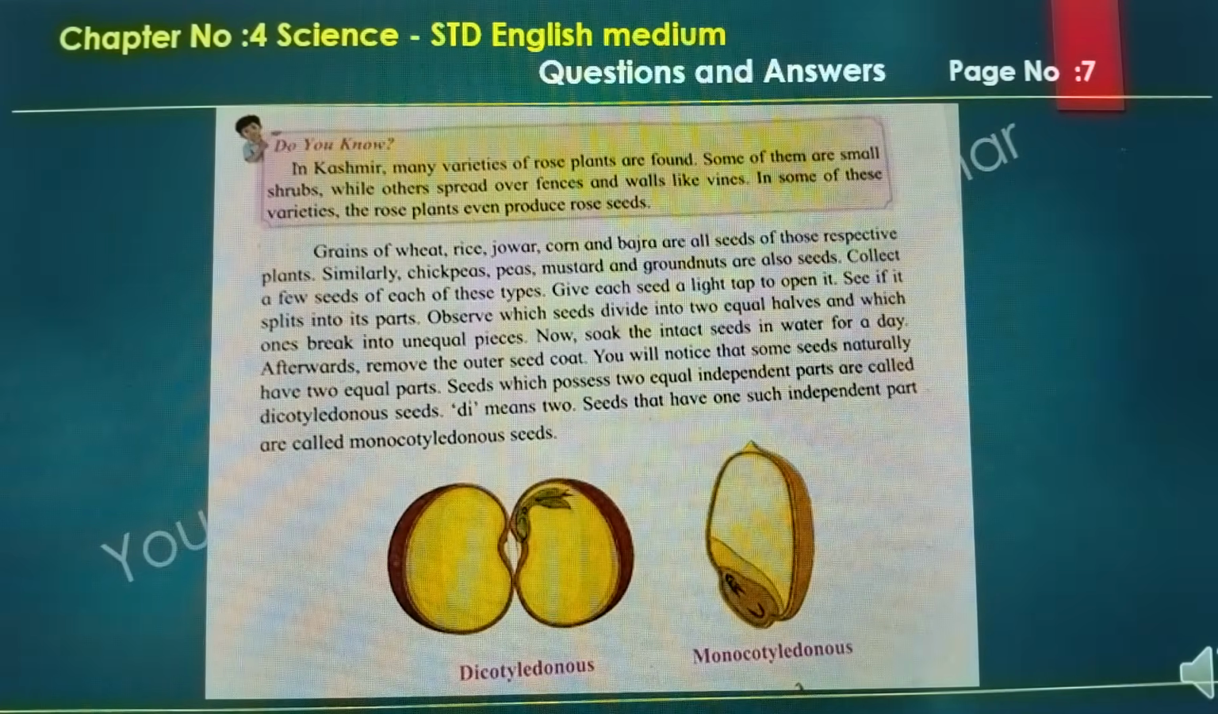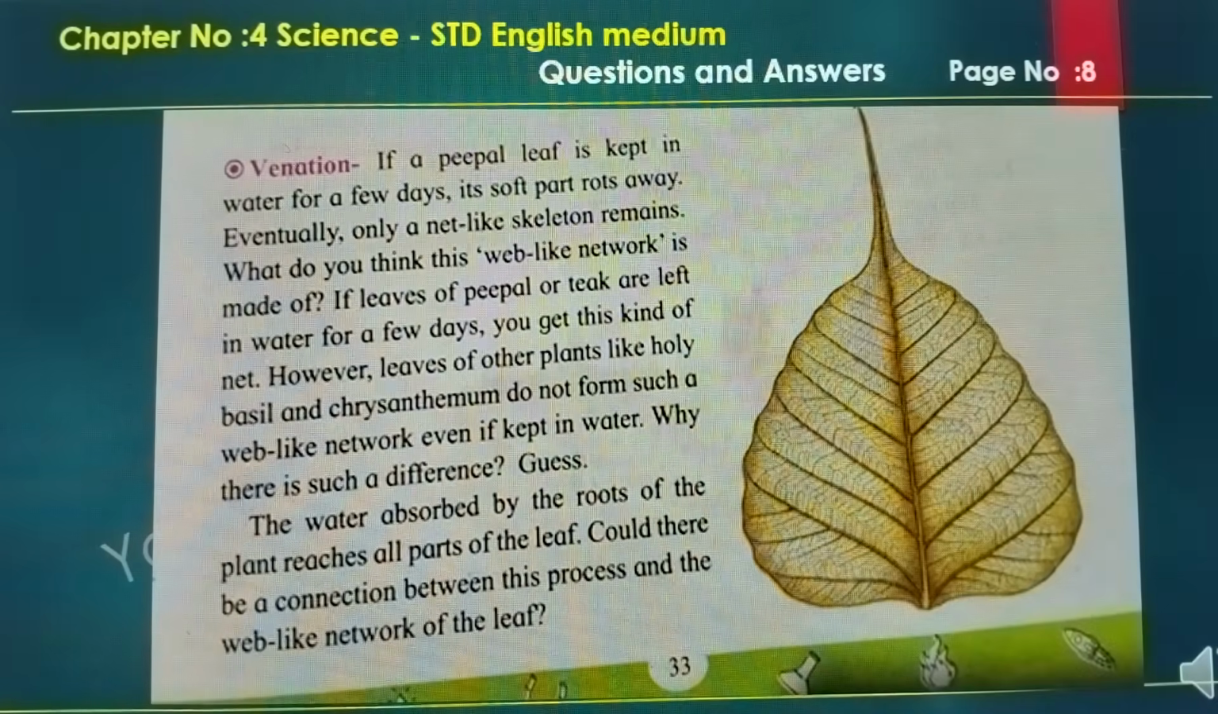Here, dicotyledonous and monocotyledonous, leguminous and venations. Venations: if a peepal leaf is kept in water for a few days, its soft part rots away. Eventually, only a net-like skeleton remains.